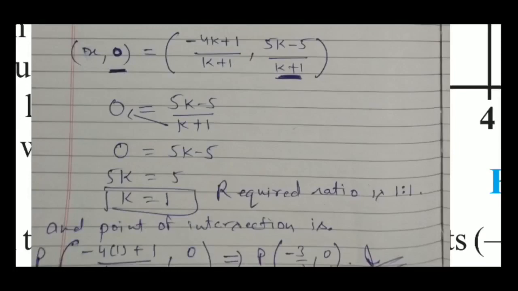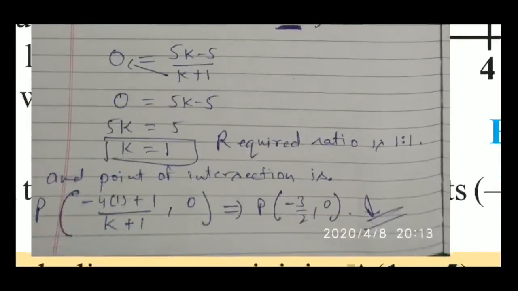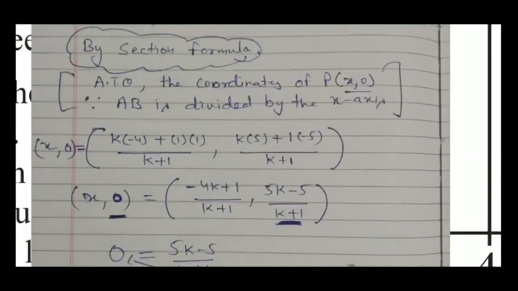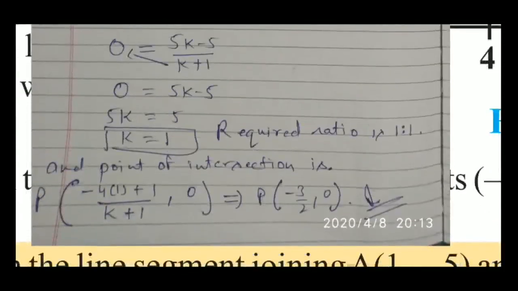is equal to 1. If the value of k is 1, we will write down here that the required ratio is 1:1, and put this ratio in to find the coordinates of P. After substituting, you will get the required point P, whose coordinates will be (-3/2, 0).